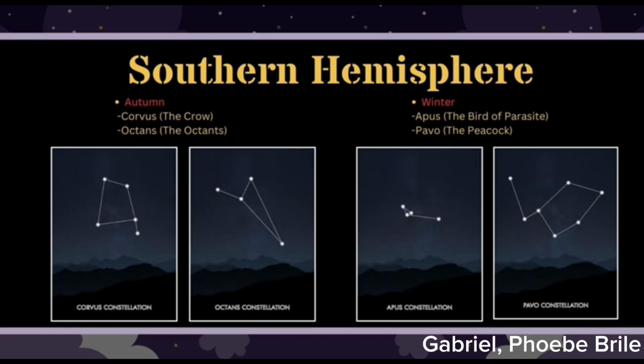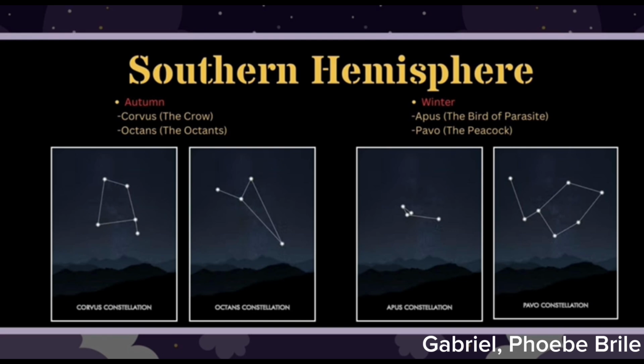So we have the autumn, the Corvus, the crow. It is a small quadrilateral constellation and represents a crow from a Greek myth, often tied with Apollo. And for the Octans, it is a prominent star that contains the celestial pole, represents the octant.